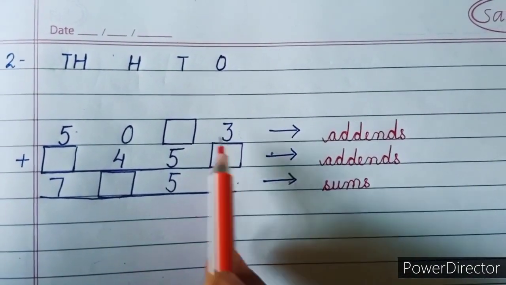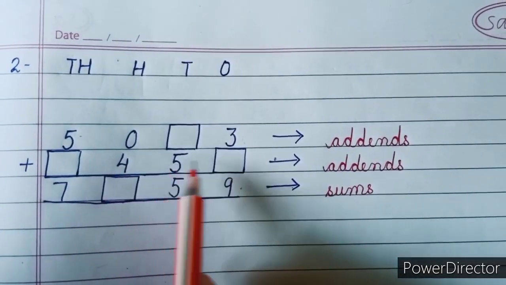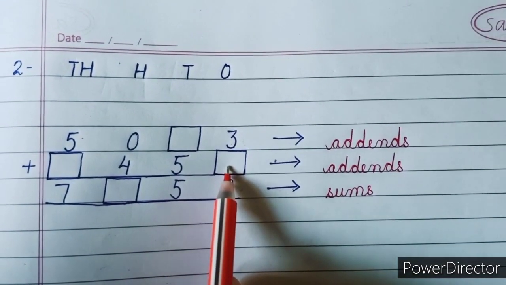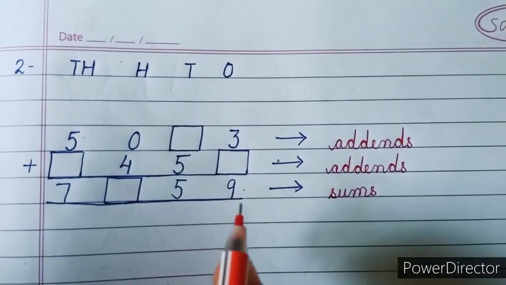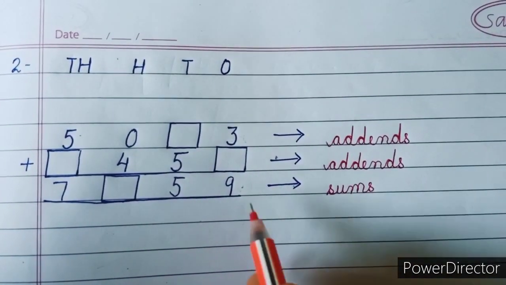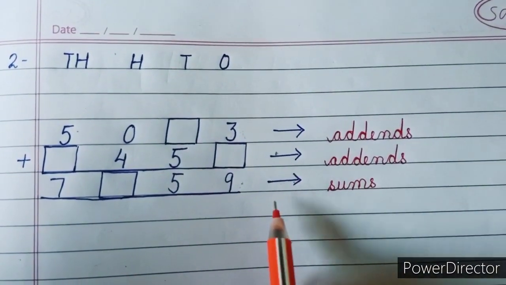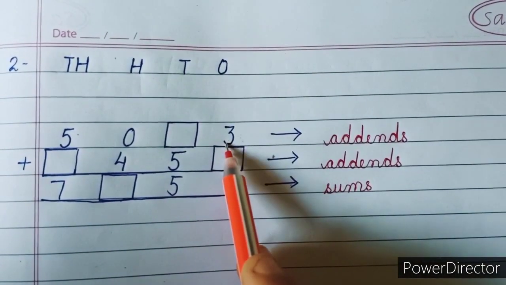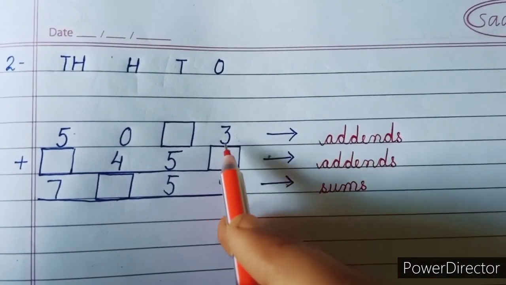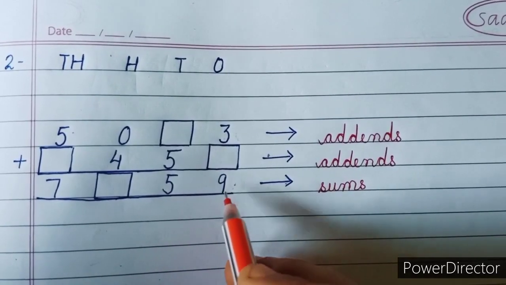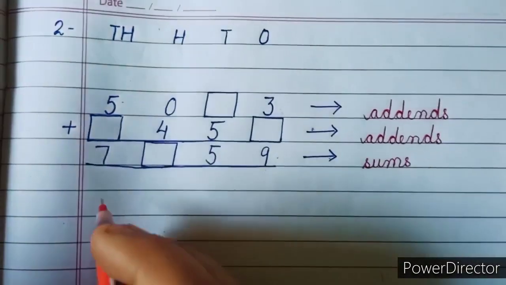5, 0, blank, 3, blank, 4, 5, blank. So the answer is 7, blank, 5, 9. Children, we will do this question also with the same trick as I have told you. So 3 is written here. 3 is the addend. So the addend number is small and the answer number is big. Okay. So do this question in rough work.